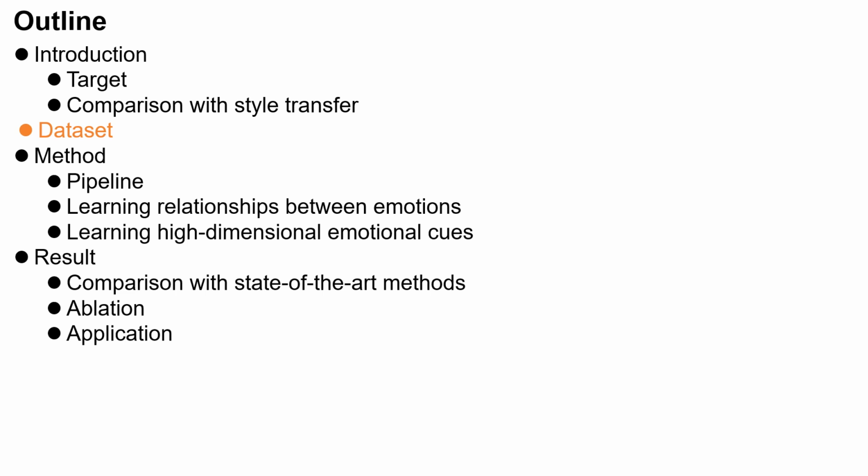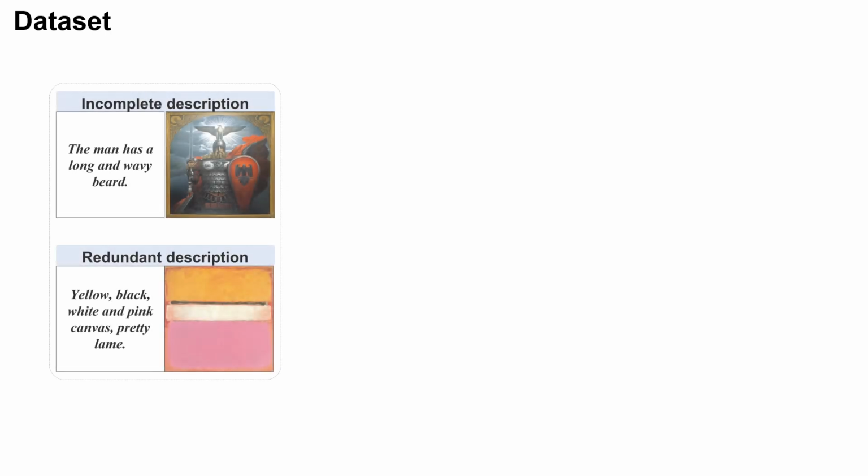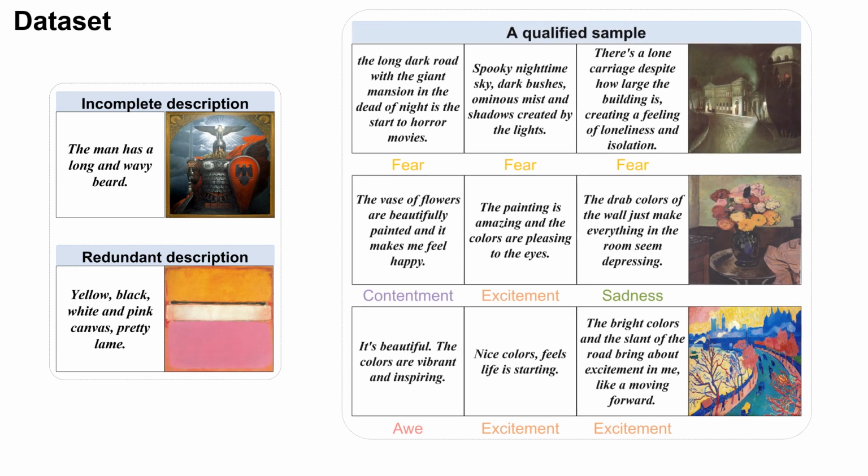Next, let's delve into the second part, the dataset. We manually create a specialized dataset for AIF. Existing datasets aren't suitable for AIF due to, first, focusing on image content rather than emotions. Second, excessive color and texture words. The right half displays the qualified dataset.